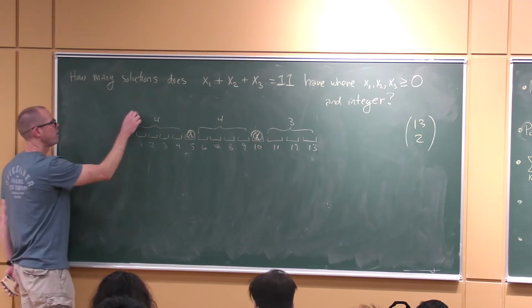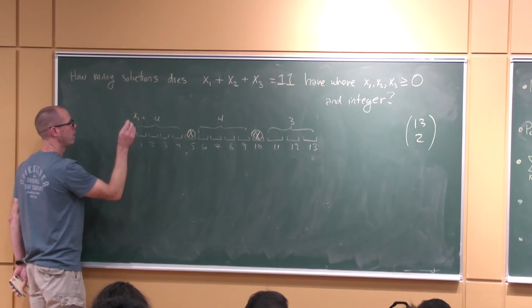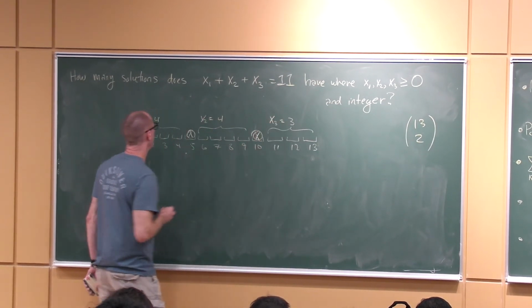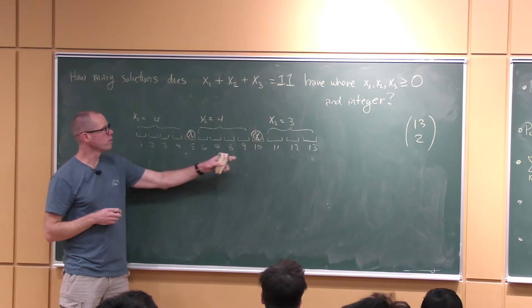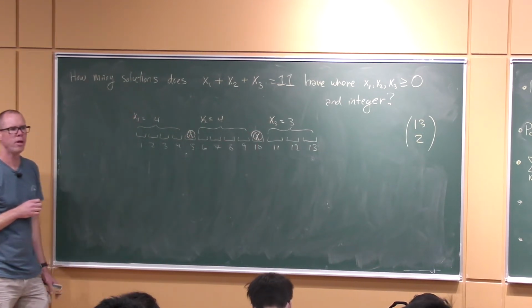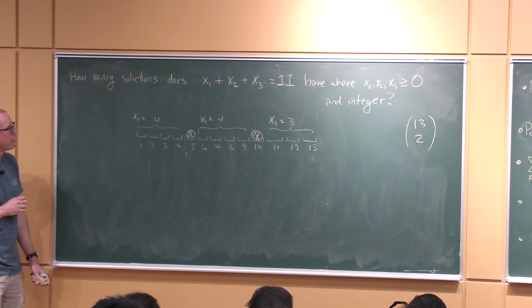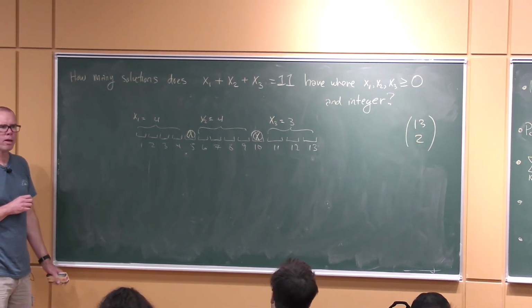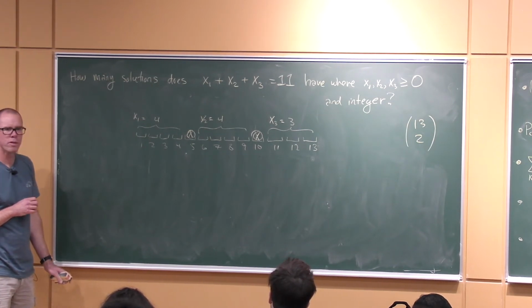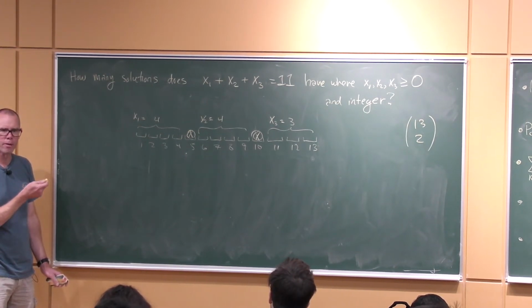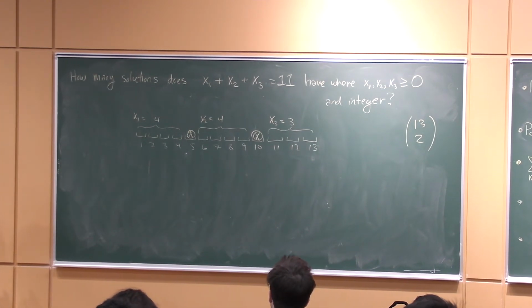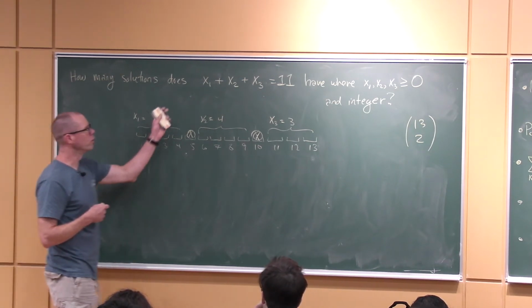So I can interpret this as a solution: x1 equals 4, x2 equals 4, x3 equals 3. That's 8 plus 3, which is indeed 11. Everything is bigger than or equal to 0, and it's integer, so that's one of the solutions that I want. Okay? So this looks like we're trying to relate the number of solutions here.